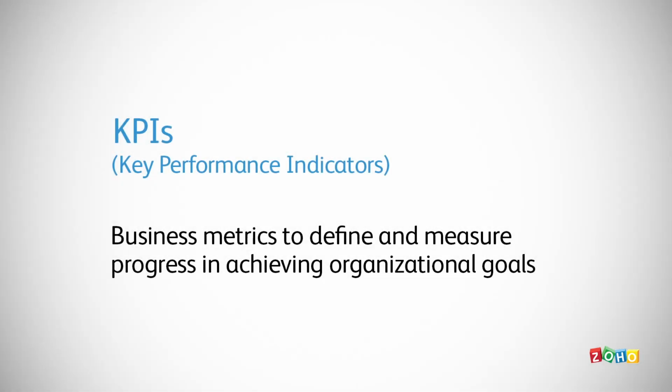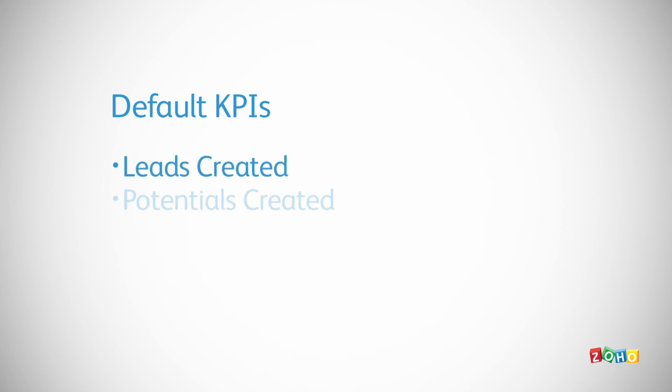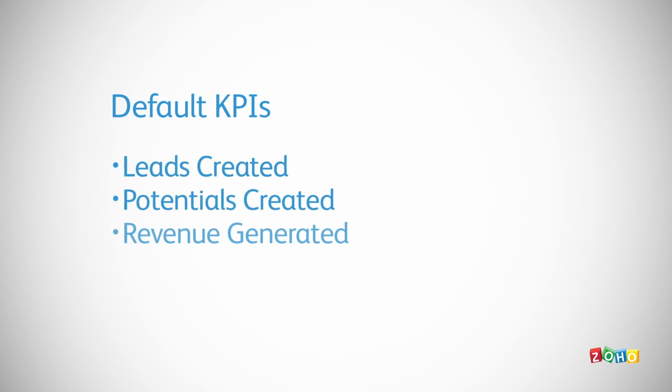KPIs are business metrics that help you define and measure progress in achieving your organizational goals. You can track your organization's key sales metrics and evaluate the performance of your team using KPIs in Motivator. Zoho Motivator comes with 5 default KPIs showing your data from Zoho CRM. These include leads created, potentials created, revenue generated, sales won, and sales lost.